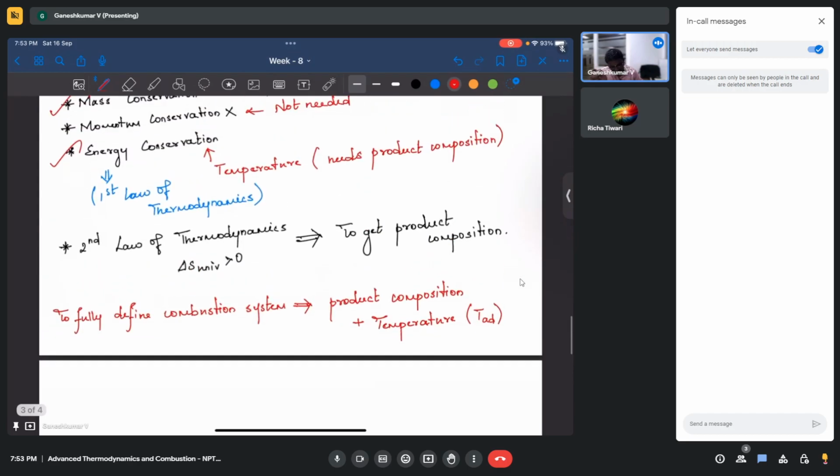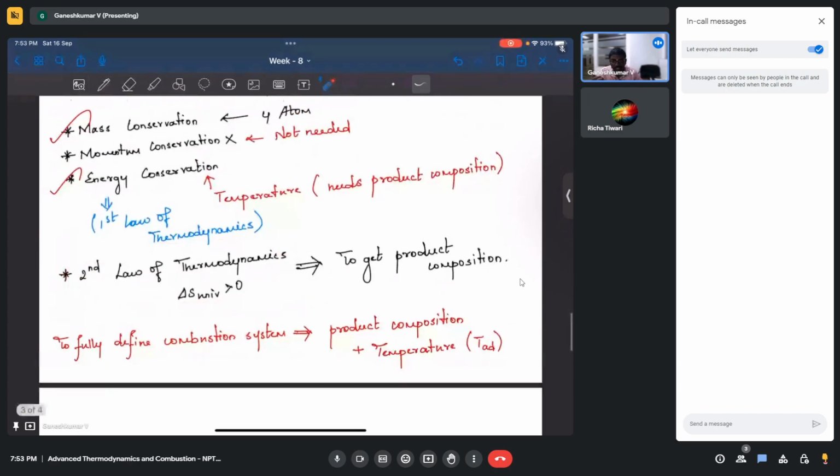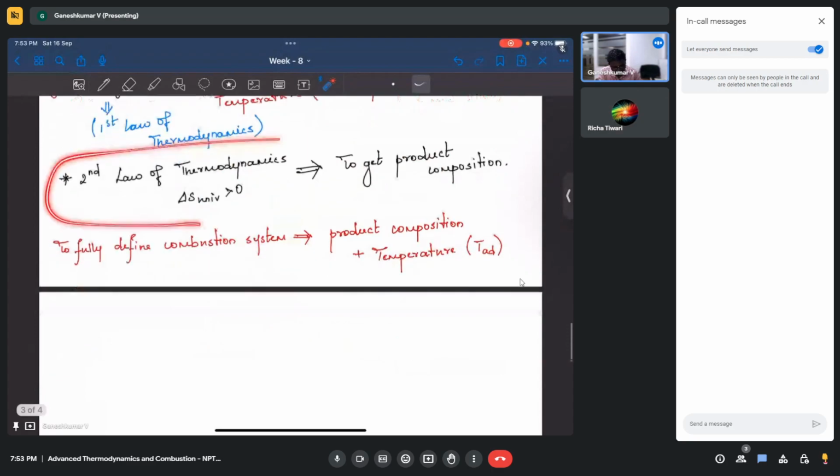Now, the temperature can be solved using the first law of thermodynamics, but the product composition has to be solved using the second law of thermodynamics, in addition to mass conservation. Mass conservation cannot be violated. So we need to use the second law to find this product composition. Basically, how did we use the second law? We know the entropy change of the universe is going to be greater than zero.